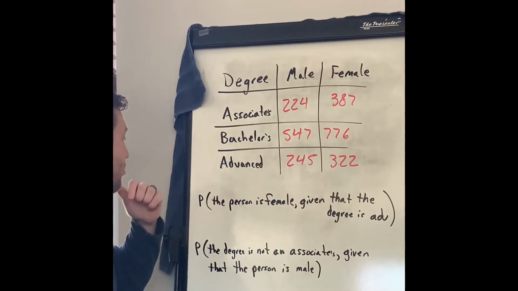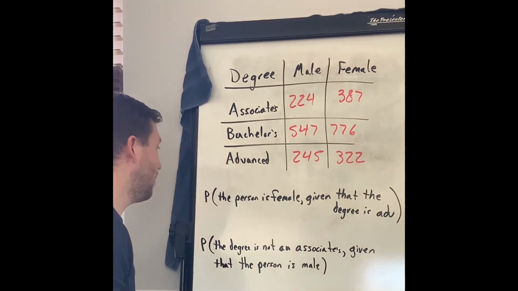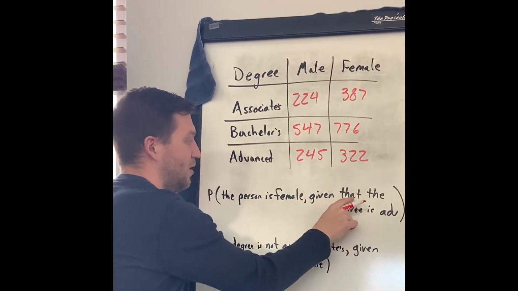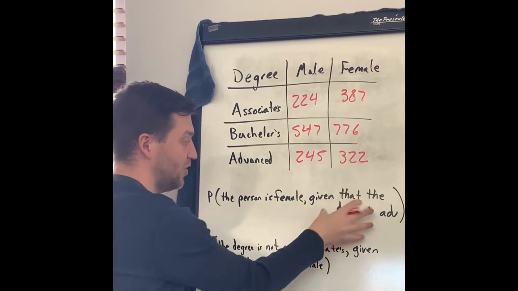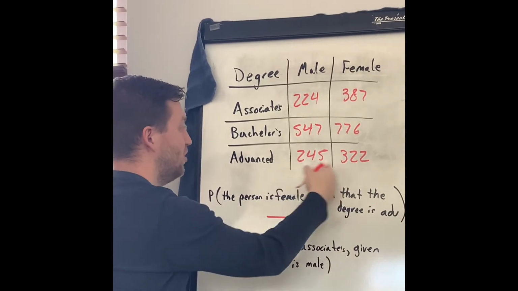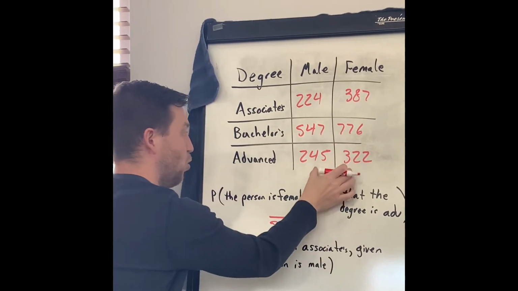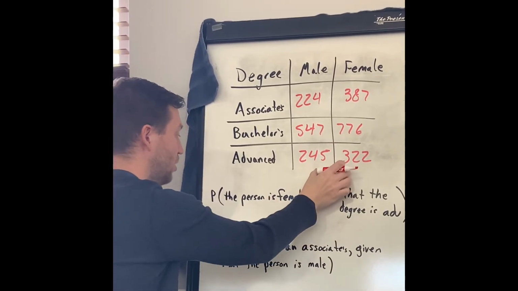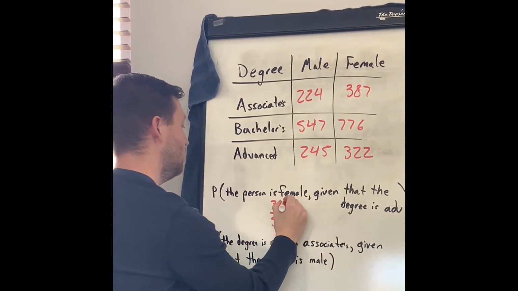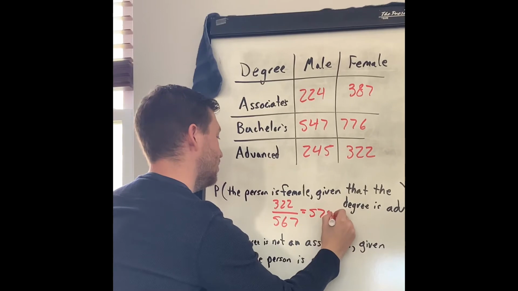For our last 2 examples here, these ones have to do with given conditions. Remember our totals might be a little different. For the first one, it says the person is a female given that the degree is advanced. So my total is going to be the second part here, all of the advanced degrees. Advanced degrees would be these 2 numbers. When I add those together, I get 567. So that's my total of the advanced degrees. Now, out of those, which ones are the females? It'd be this side right here. So 322 divided by 567 gives us about 57%.